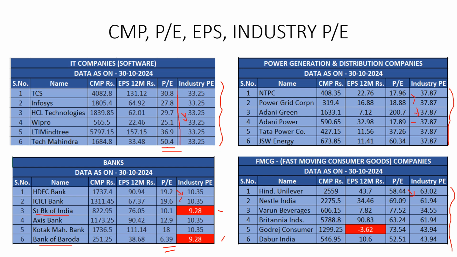Now here we notice something very interesting, which is minus 3.62. What does this mean? Can an earnings per share be in minus? Let's quickly look. But again, before we proceed, let me make it clear. This is not a stock recommendation. This is just for education purpose to understand the correlation between individual companies' PE along with the industry PE. All right. Excellent.